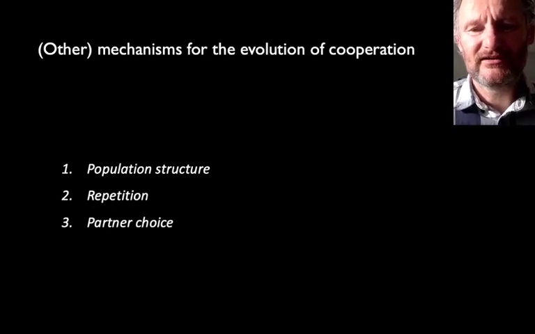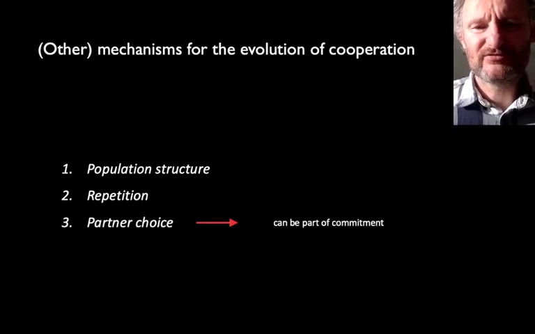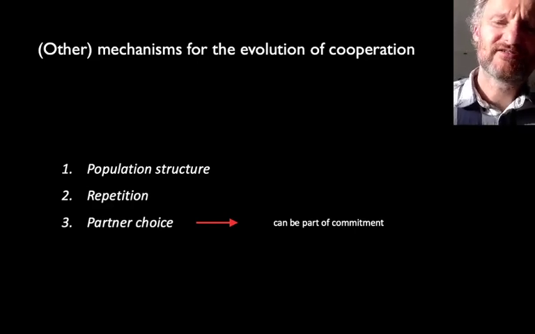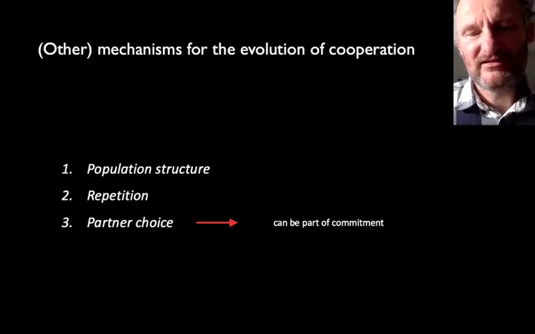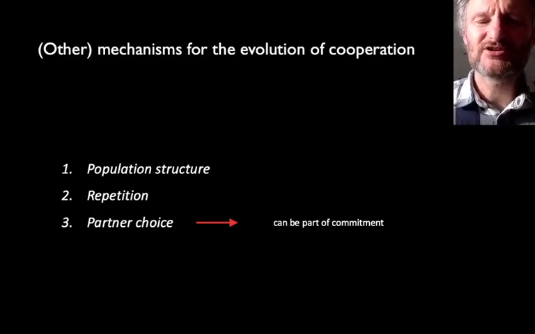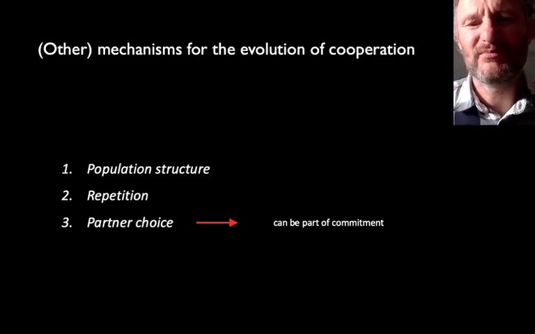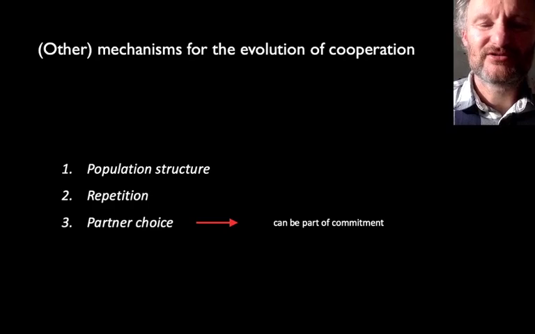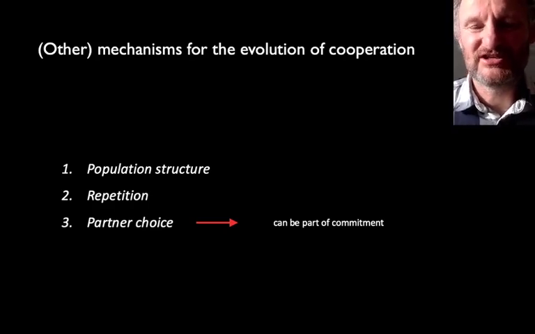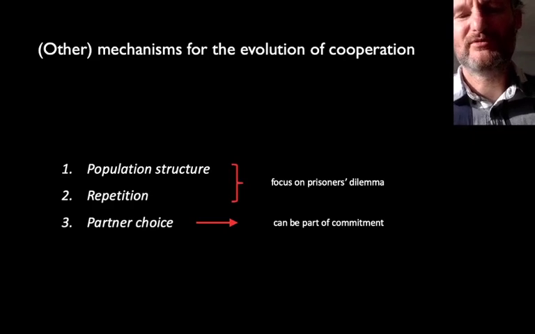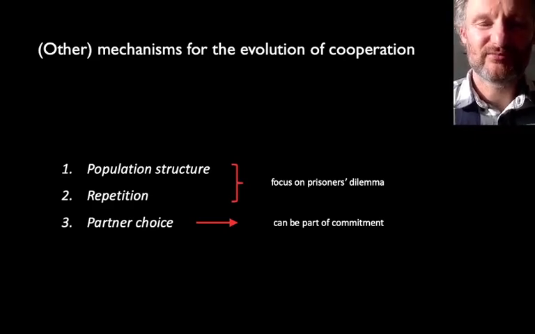Now here, it's important to realize that partner choice can be part of commitment. So if you're playing the trust game and the truster can choose between 2 trustees, and one of them is just selfish and is not going to send any money back, but the other one is crazy enough to send money back, then the truster will choose the crazy trustee who is nice enough to send money back. So partner choice can be part of commitment. And most papers about these first 2 focus on prisoners' dilemmas.